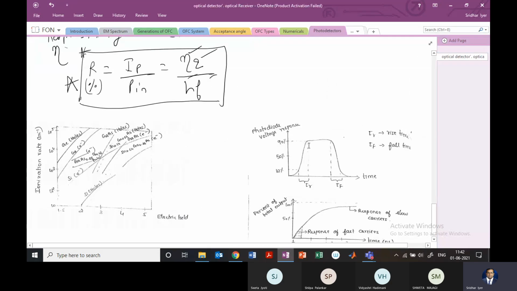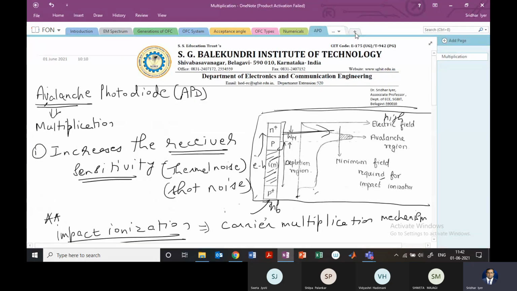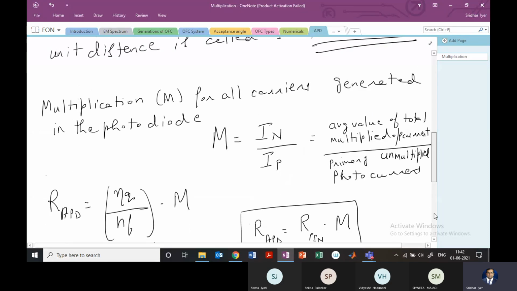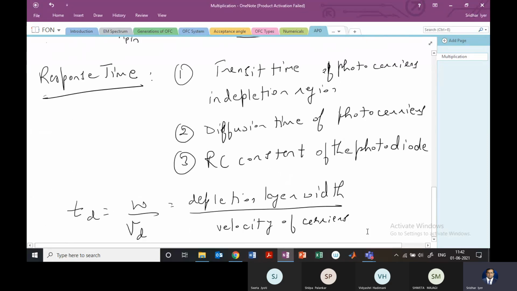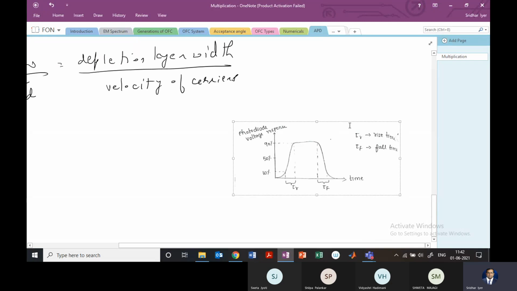So if we see, this is going to be the voltage response in terms of the rise time and the fall time, right? So tau R and tau F are the points which are known as the leading edge, and for tau F it is going to be the point on the falling edge, right?